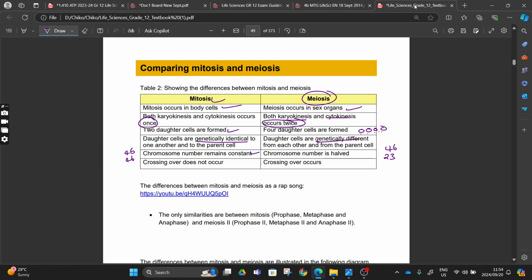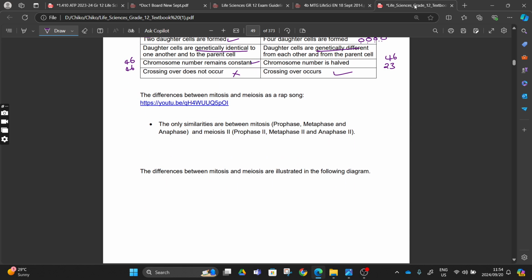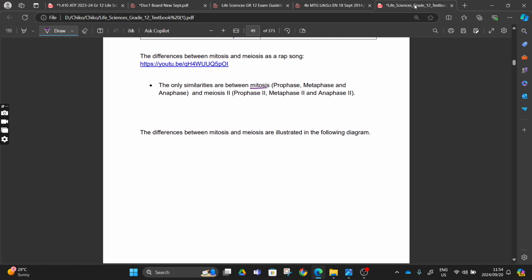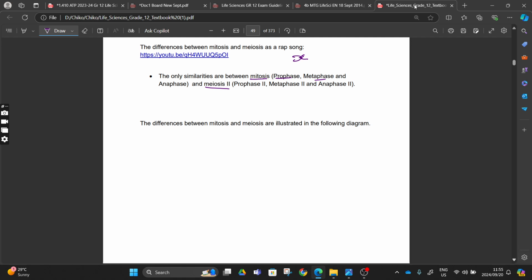Crossing over does not occur in mitosis, but in meiosis crossing over occurs during prophase 1, to be precise. The only similarities are between mitosis and meiosis 2. In mitosis we have prophase, metaphase and anaphase, with the chromatids separating at the centromere. Also in meiosis 2, what is separating is the centromere being pulled by the spindle fibers. The differences between mitosis and meiosis are illustrated in the diagram below.